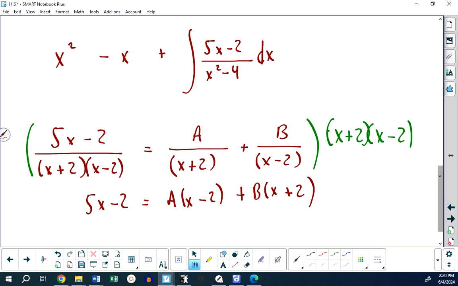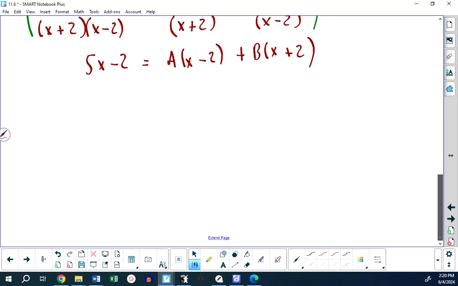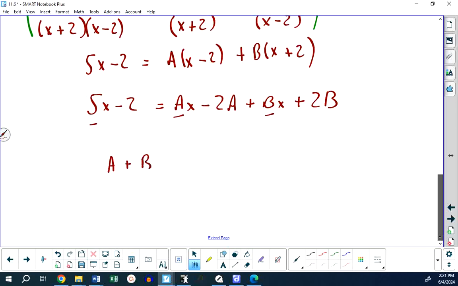Let's do it with a system of equations, because there's only a and b, so it's not a complicated system of equations. Are we okay with that step, you guys? Any questions there? Okay. So if I expand this out, I get ax minus 2a plus bx plus 2b. That means that a plus b has to equal 5.